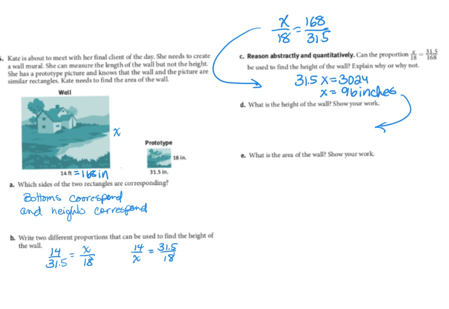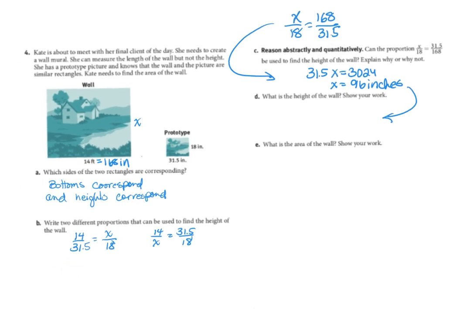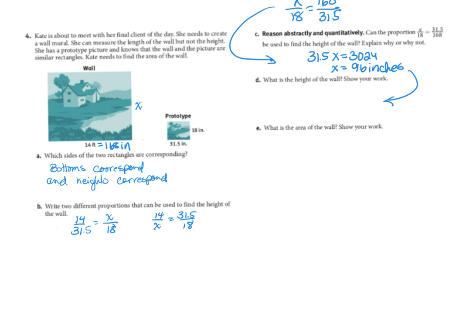And earlier, I had solved, and let's cross multiply down over here. 31.5x equals, let's cross multiply 14 times 18. That's 252. Divide both sides by 31.5, and you find out that this is 8 feet. Well, it just so happens that 96 inches, if I divide by 12, is 8 feet. Either way, I get the same answer. That's the height of my wall.